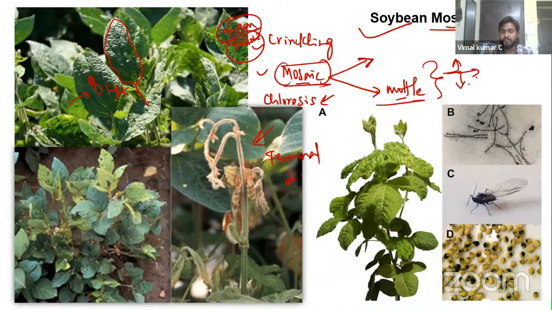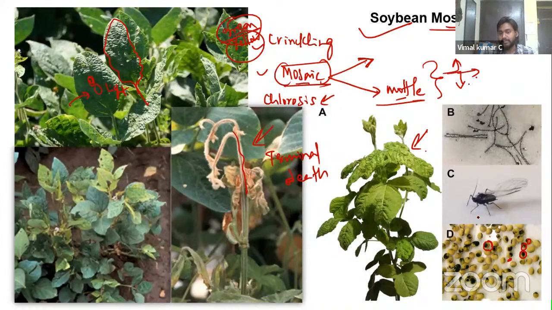See here, in terminal death you can see the drying of the twigs. Because of the soybean mosaic virus, there can be terminal death. Then, as I told, you can see the mosaic here. Young leaves will be getting mosaic. At later stages, if it infects, staining of the seeds can be there. The blackened seeds you can see here are because of the soybean mosaic virus and even the aphid infestation.